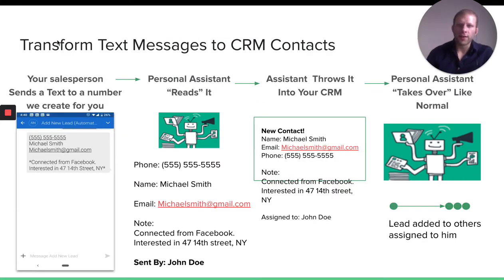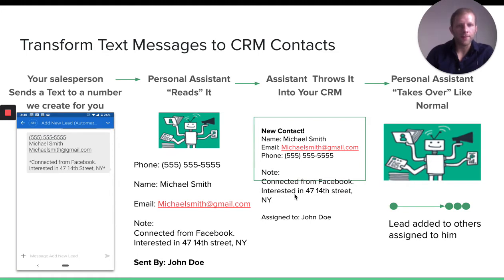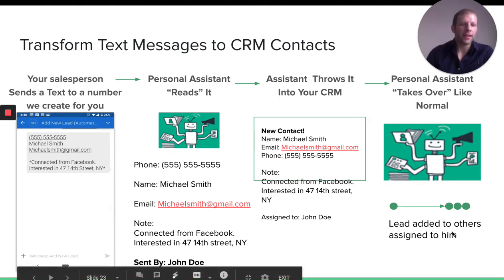So the way this works is it transforms text messages into contacts. So your salesperson sends a text to a number that we'll create for you. It could have the lead's phone number, name, email, and even a note, like connected from Facebook, interested in whatever listing. The assistant will read those details, and it will detect that it came from your salesperson. It will then throw it into the CRM, and then the personal assistant takes over like normal, adds it to the other leads, and makes sure that, again, it never falls through the cracks.